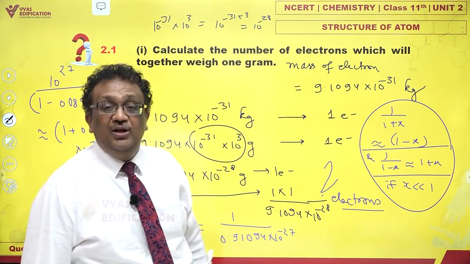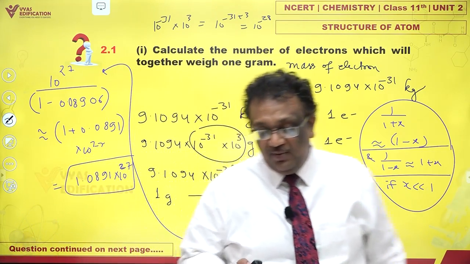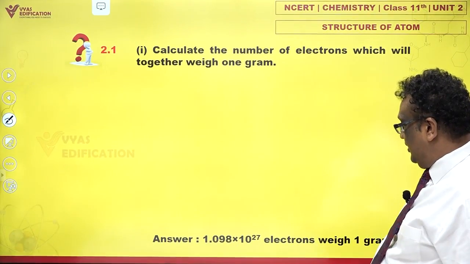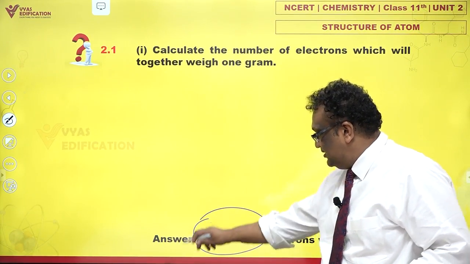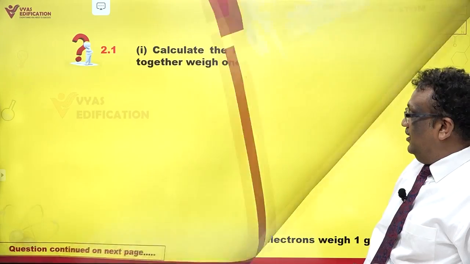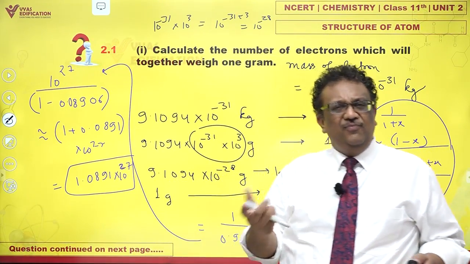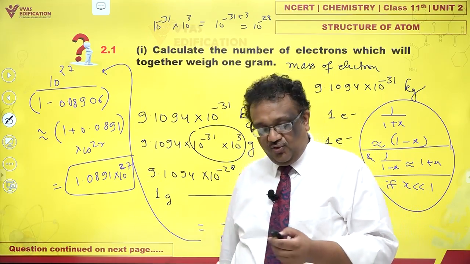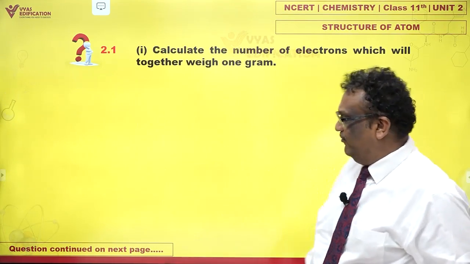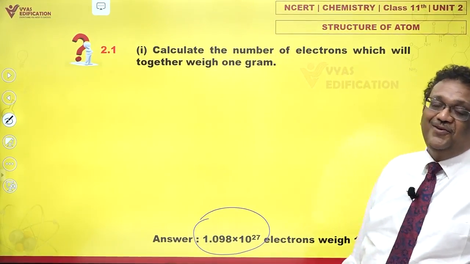I've done this with calculation because usually calculation is the problem. Let's check the accurate answer. 1.098 is the calculator answer, and 1.089, very close we have got, into 10 raised to 27. So I guess we have done a very good job even without using a calculator.